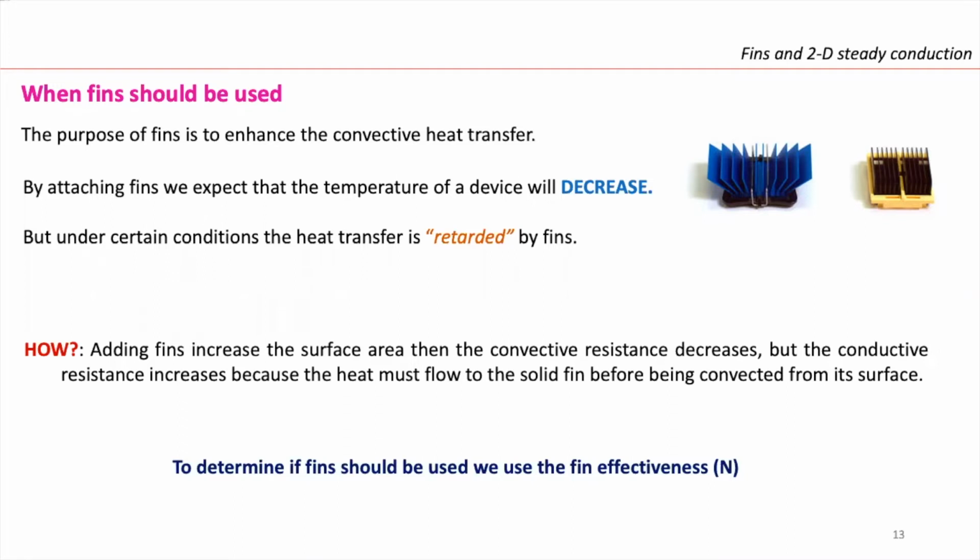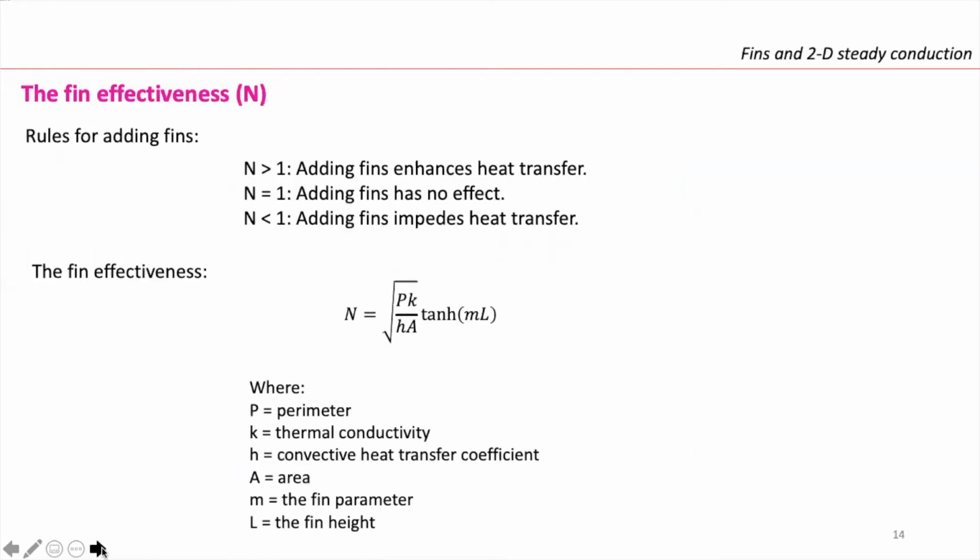And then we need to find a parameter that can help us to determine if a fin should be added or not. That parameter is the fin effectiveness, this big N, okay? The fin effectiveness is a parameter that is going to help us to determine if adding a fin is beneficial or not. Because again, we have this competition between conduction and convection, the two major heat transfer modes that are occurring in a fin or extended surface, right?